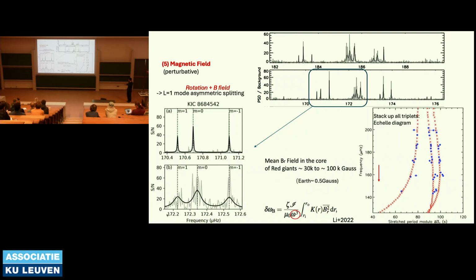This is a paper from Gang Li. Also, the perturbation to the frequency from the magnetic field scales with 1 over omega cubed. So you can see in this diagram, in this period echelle diagram, if we move to lower frequency, we have a larger spacing. This is a larger frequency shift, as expected from this scaling.